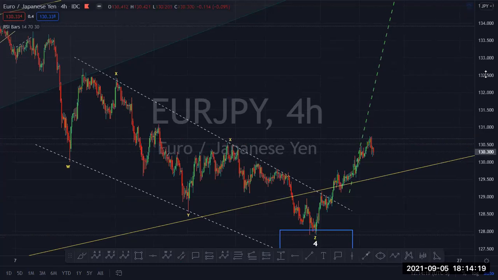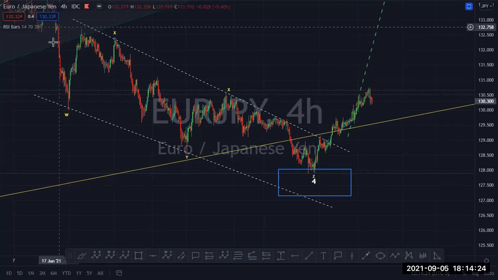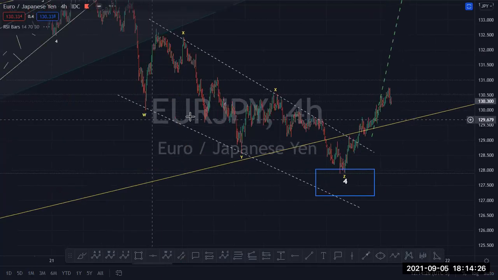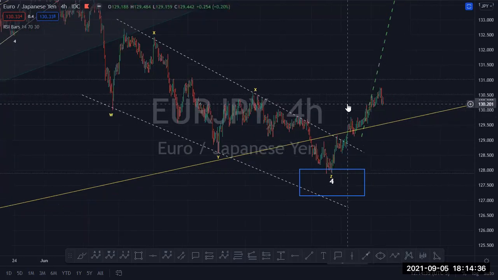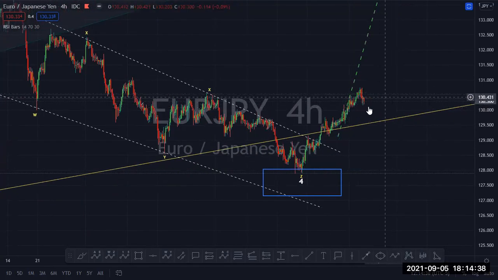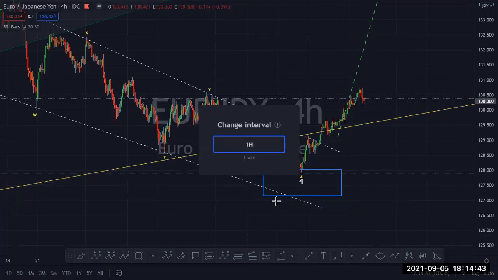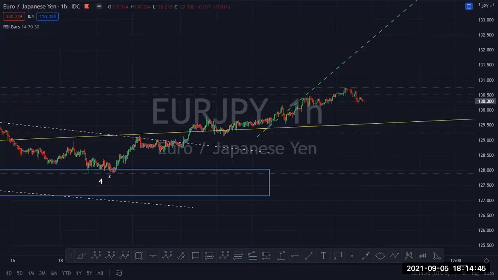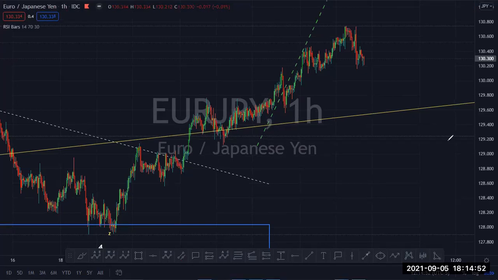As you can see right now, this is a corrective channel. Five swings: 1, 2, 3, 4, 5. And now the price is going up. So go to 1 hour, find your entry. Just the same thing that happens on Euro USD is happening on Euro JPY. So all you do is try to know when this correction is over.